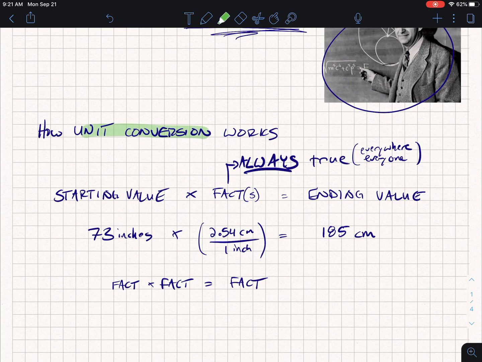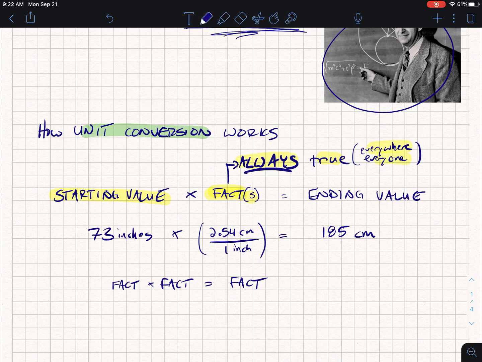And I just want to kind of review for a second how it is that this unit conversion works. So you're going to take some starting value, which is a known thing. This could be your height. This could be the length of the object whose length you're trying to convert. This could be a weight. This is something that you know. And you're going to multiply it by a fact, or maybe two, or three. But a fact is something that is always going to be true for everyone, everywhere.